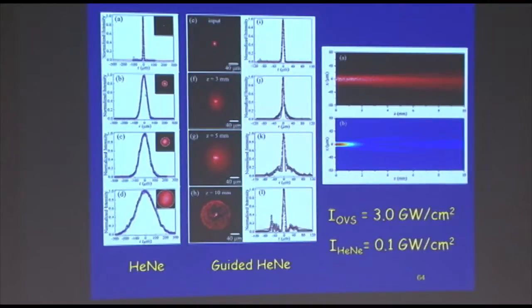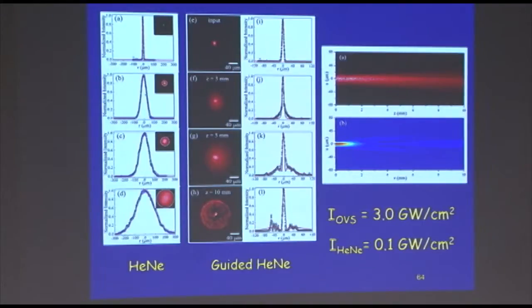And here is the numerical simulation. And here is the result. What you see here is the helium-neon laser in the front of the cell, as it propagates 0, 3 millimeters, 5 millimeters, 10 millimeters. So only the helium-neon beam. So it expands when it propagates. What you see here is the helium-neon passing through the optical vortex. And here is the result measuring the image collected in the CCD camera. Then you see that for 3 millimeters, 5 millimeters, 10 millimeters.